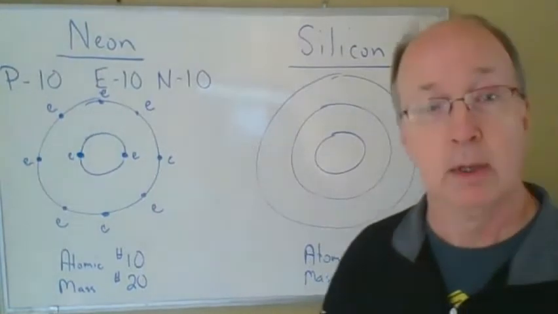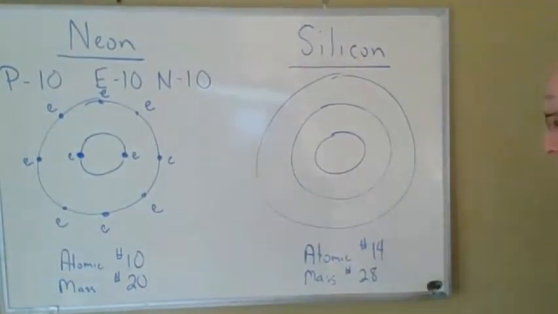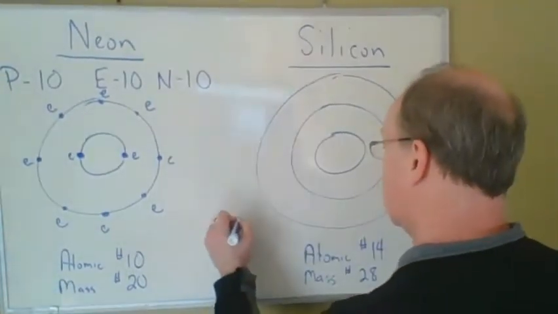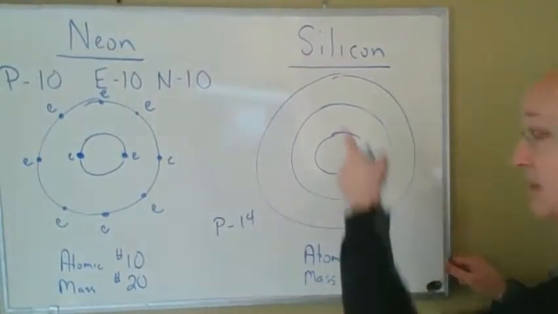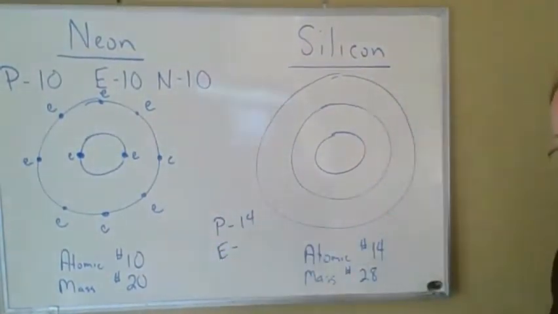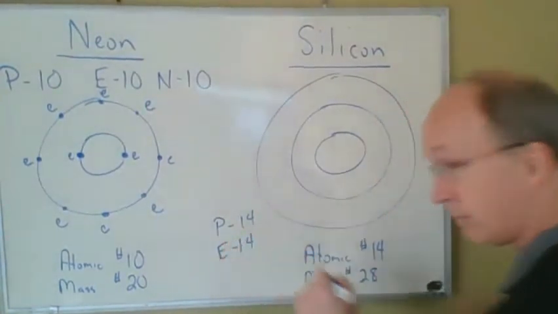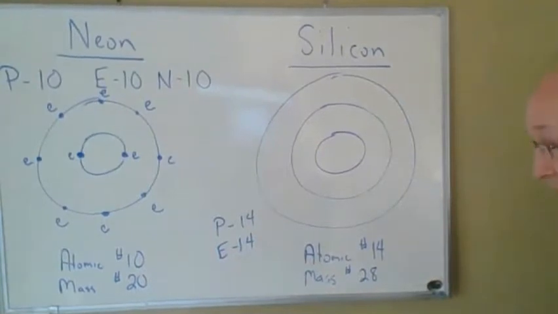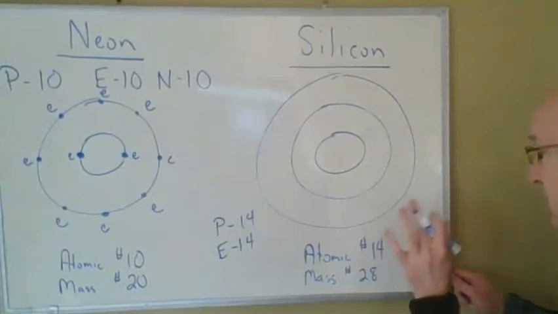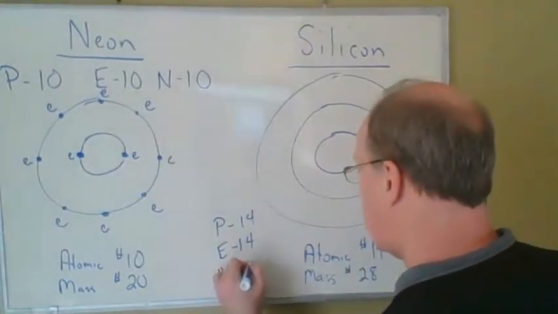All right. Now we're going to come over here and do the same thing for silicon. Okay. The atomic number is 14, so the number of protons is 14. Since it's a neutral atom, what has to be true about the number of electrons? Yeah, the same. Protons and electrons are the same. And then neutrons, again, is mass number minus atomic number. 28 minus 14 is 14.